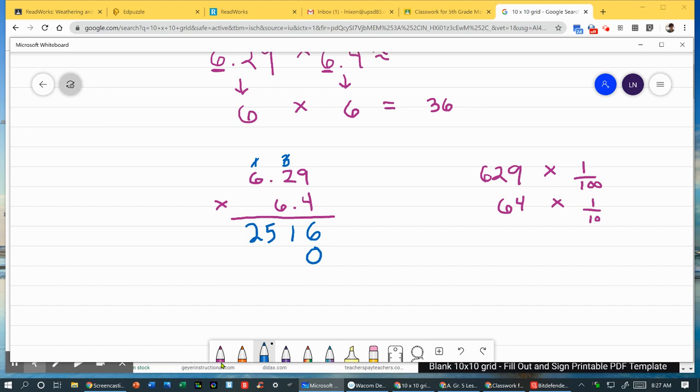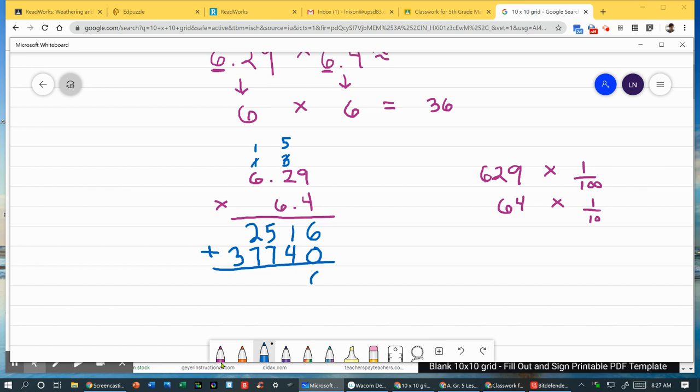6 times 9 is 54. 4 here, 5 up above. 6 times 2 is 12, plus 5 more would be 17. 7 here, 1 up above. 6 times 6 is 36, plus 1 more would be 37. Now, if you happen to have something different, go ahead and quickly change that so you have the correct partial products. Let's add them up and get our total product.